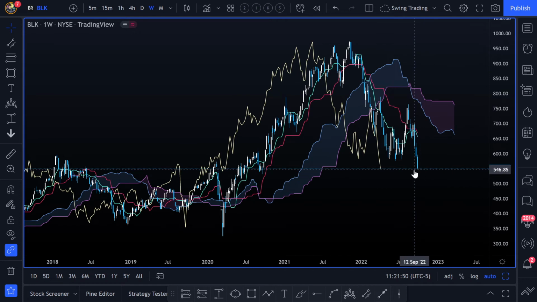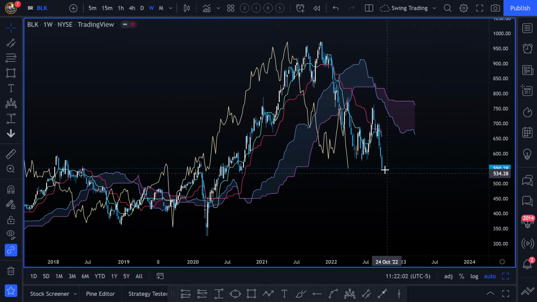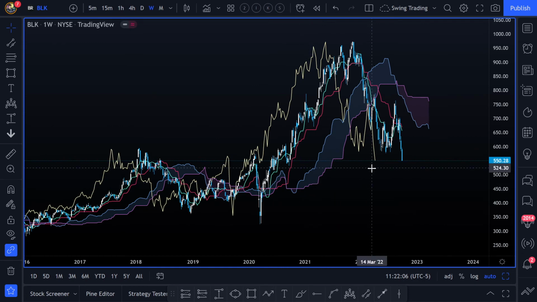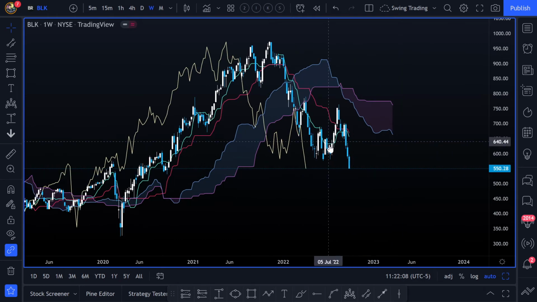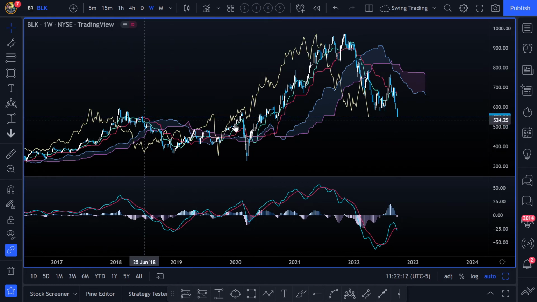looks like the price is currently testing previous resistance. So the price may bounce or at least hold this level for some time. So I think the bearish momentum may take a break, because yeah, we need to see how the price reacts to this previous resistance.